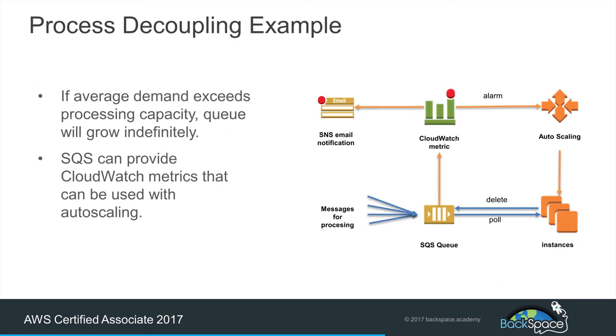So let's have a look at a process decoupling example. On the right there, we've got some instances, and those instances are processing messages as they come in. Now, if we have a situation where we have a massive spike in demand and we have a whole heap of messages coming in at once, then that would most likely crash our EC2 servers, which is something that we don't want to happen.